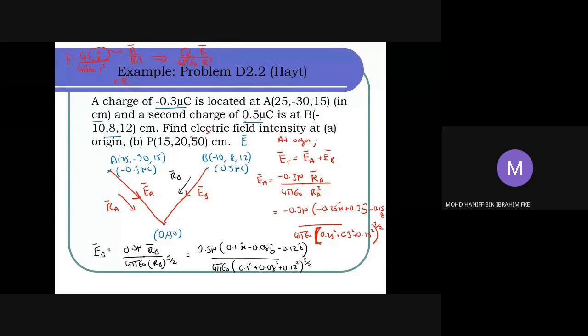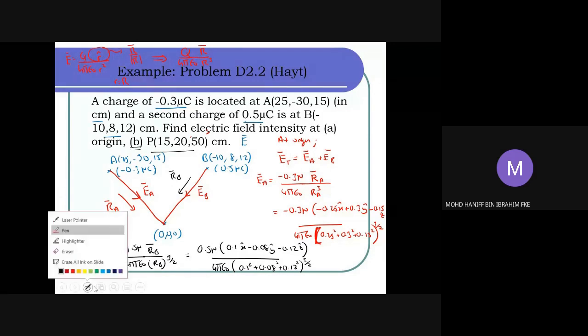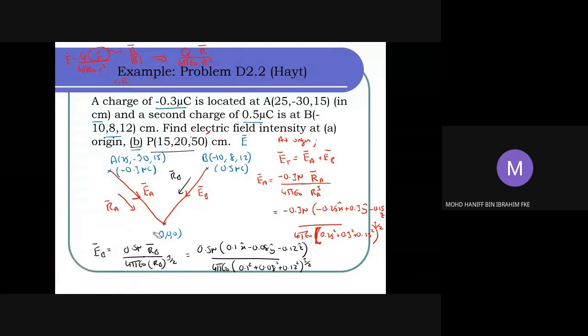And for the case of part B, in which the point is now changed from the origin to (15, 20, 50), we need to change the final location. The intended location is now a different point, (15, 20, 50). So basically, the idea should be the same.